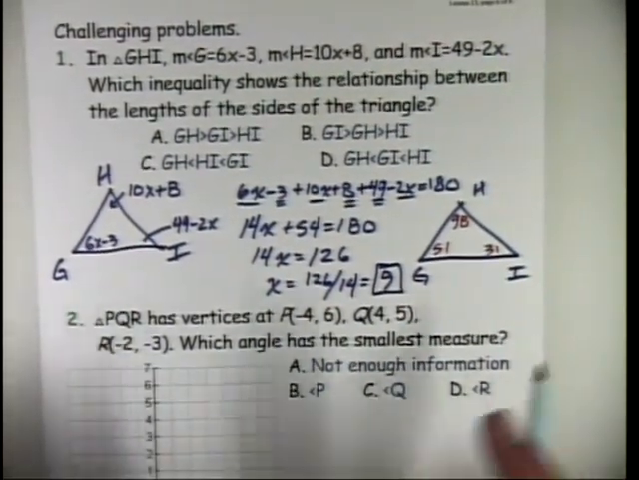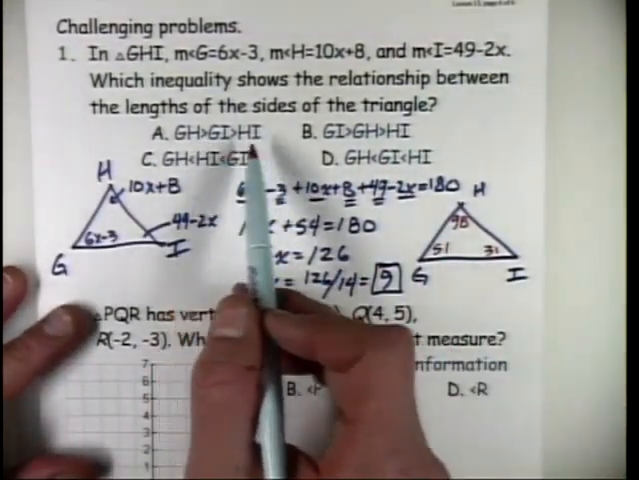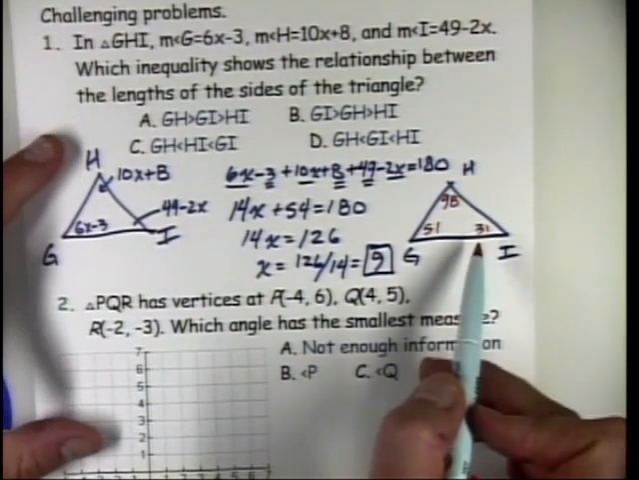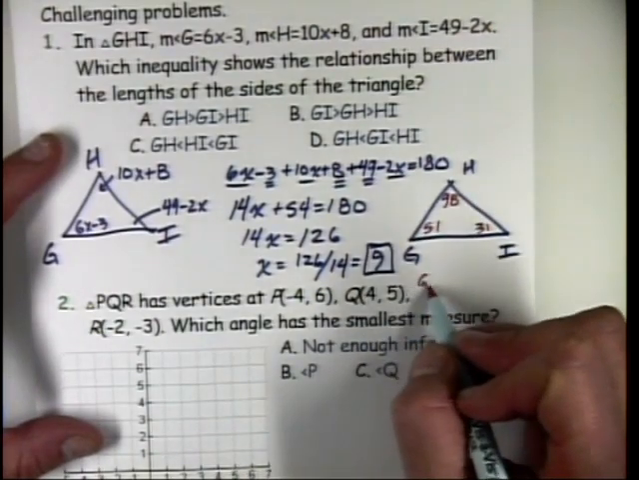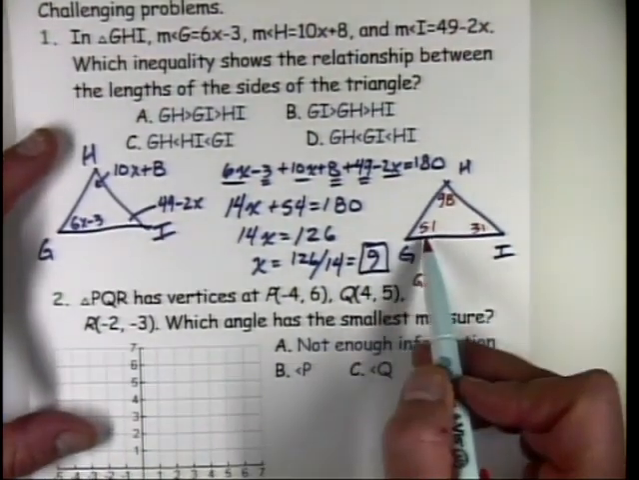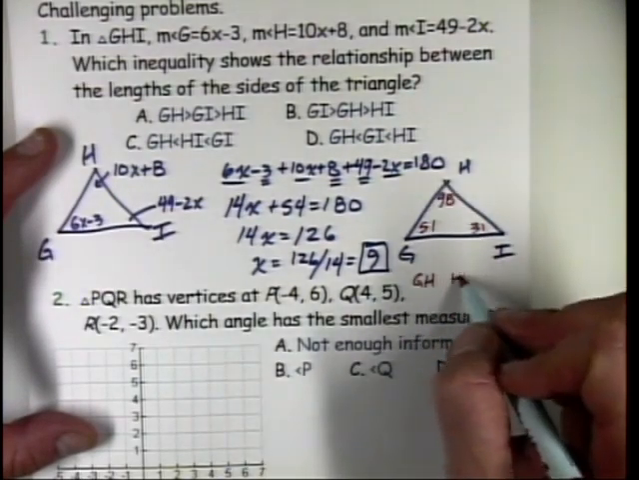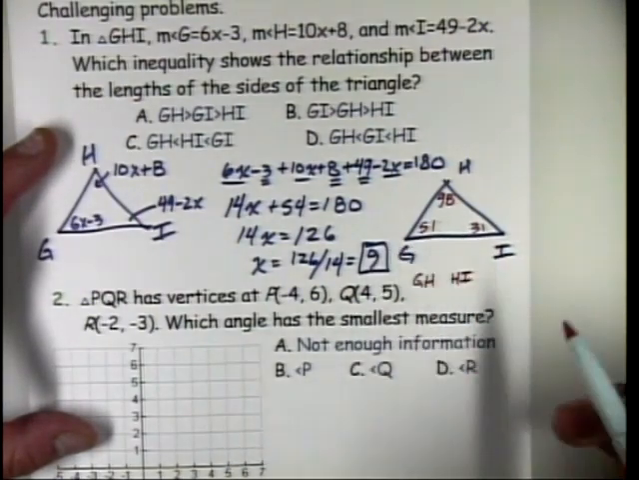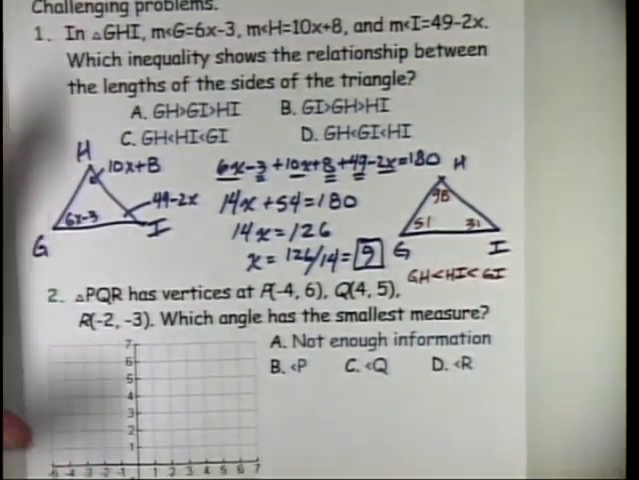And now that I know all three angles, we're looking for the relationship. Notice your choices have greater than and less than. I'm going to go ahead and just list mine in increasing order. So I'm going to start with the smallest one. If 31 is the smallest angle, the side opposite it, which is GH, is my smallest side. And then my next largest angle is 51, so the side opposite it, HI, would be my next largest. And opposite the largest angle is the largest side, so that would be GI. And I would put less thans in there because it's increasing order.